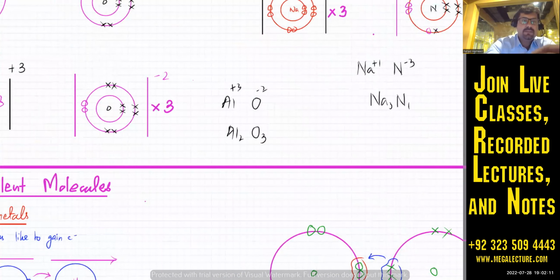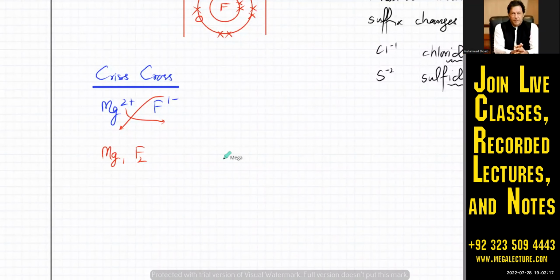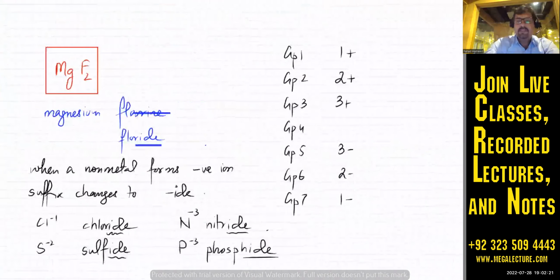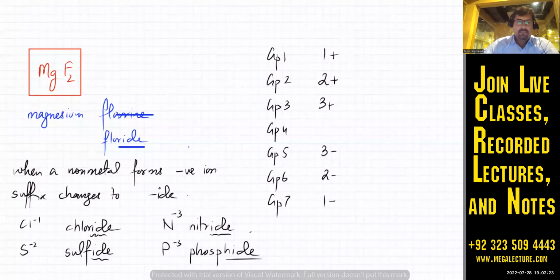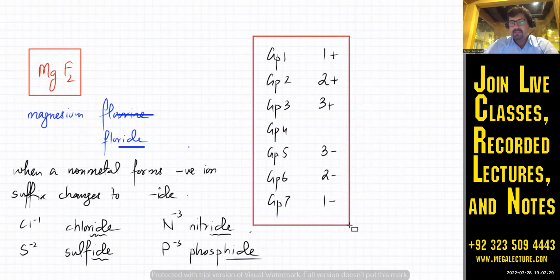Is this clear, crisscross? Yes, sir. All you have to remember is this. Memorize this. It's not that big of a deal. You just have to remember that group 5 elements are -3, group 6 elements are -2, group 7 elements are -1, group 2 is +2, group 3 is +3, and so on.